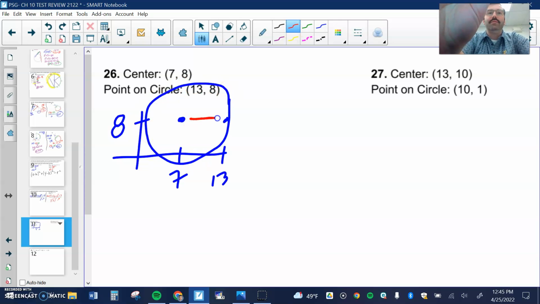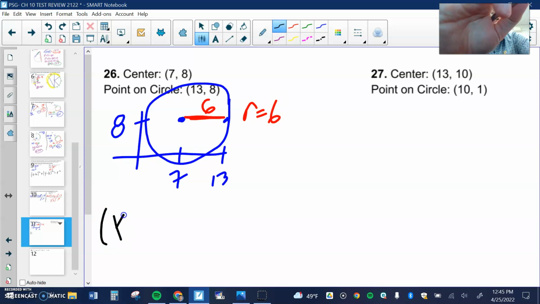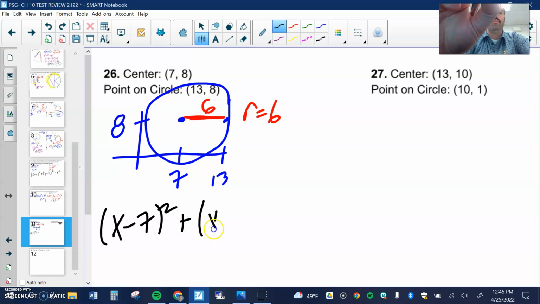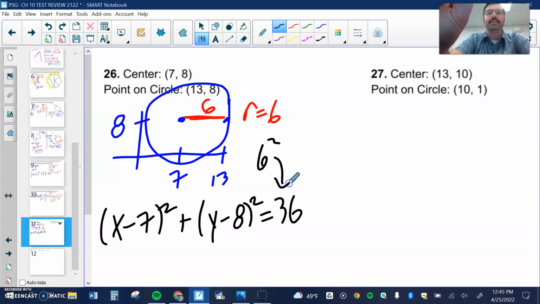And what's the length of the radius? Well, how many units did I travel? I traveled 6 units. So r is 6. Then I just write it: (x - 7)^2 + (y - 8)^2 = 36, since I have to square the 6.